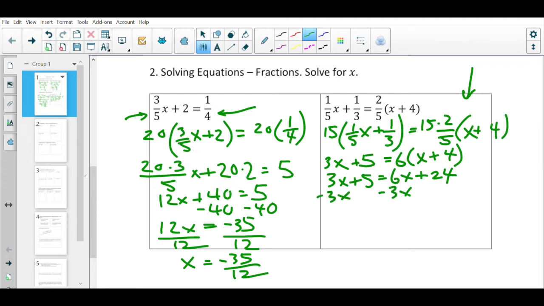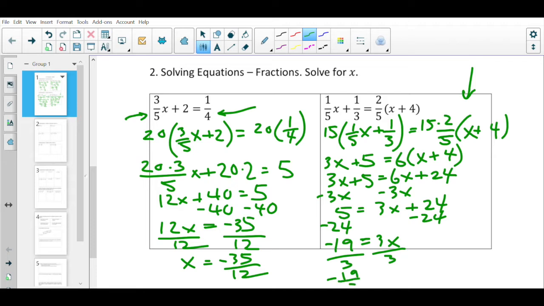Let's isolate x, so that's 5 equals 3x plus 24. Minus 24, minus 24. That is minus 19 equals 3x. So minus 19/3 equals x. Okay?